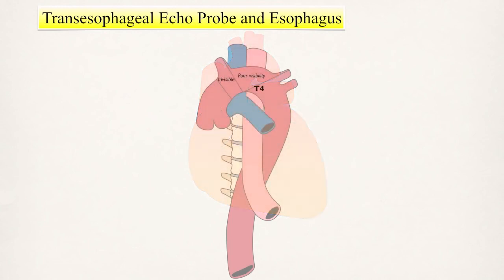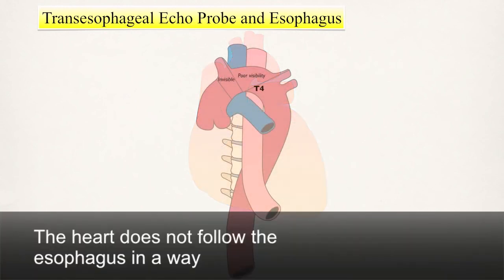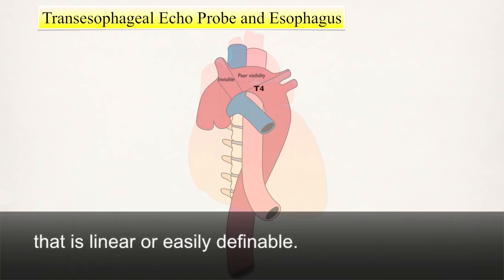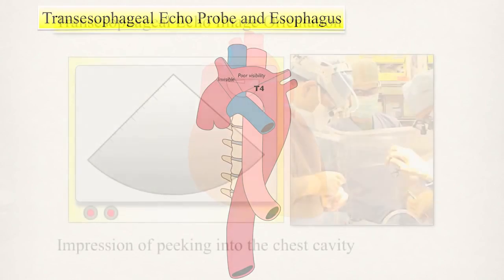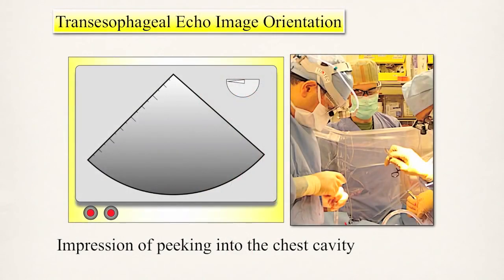Just as with the aorta, the heart does not follow the esophagus in a way that is linear or easily definable, and thus images must be obtained by rotating the probe and adjusting the multiplane angle. The orientation of the heart on a standard TEE is intended to give the viewer the surgical view of the heart. As in this image, the attending surgeon typically stands to the patient's right and peers into the chest cavity from this orientation.